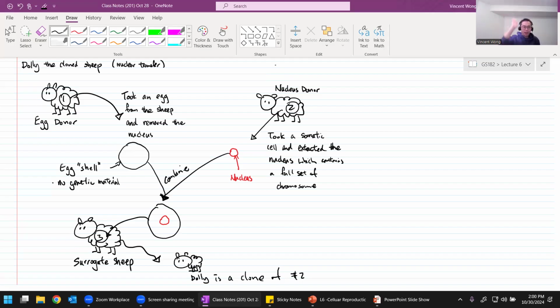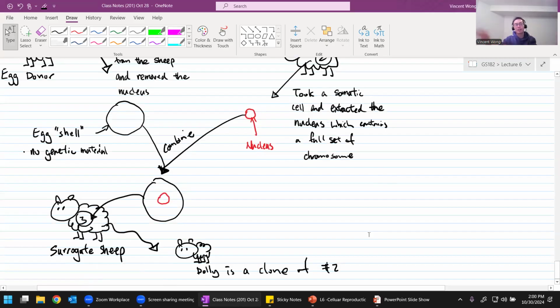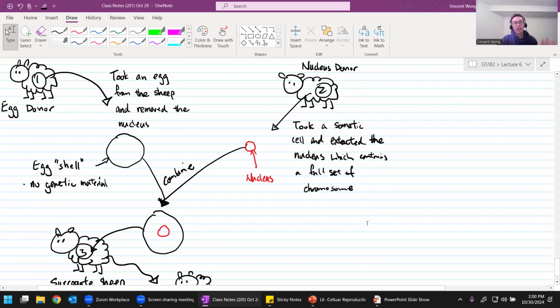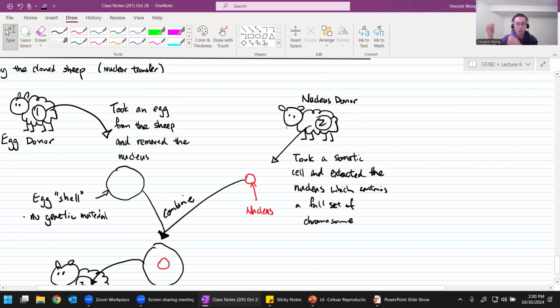All right, back to what we are talking about, right? So Dolly only lived half as long as a regular sheep would, 6 years instead of like 12 or something like that. And why is that the case? Well, the nucleus that was used to create Dolly is a nucleus that's taken from a somatic cell from an adult sheep. So the cells in that sheep had been dividing for some time, and so the telomeres in the chromosomes are shorter compared to a newborn.